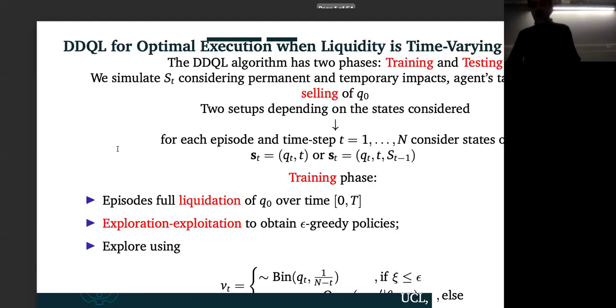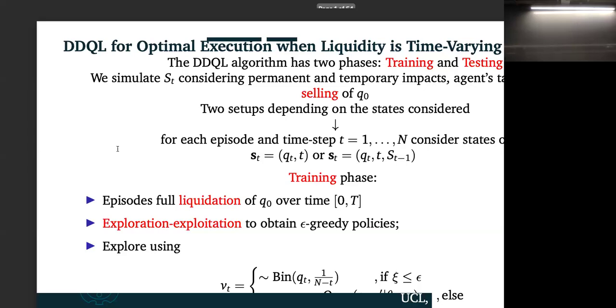Okay, so what is our architecture for this? That actually is going to be used in both parts of the paper. Well, essentially, we have as usual the training and testing phase. We simulate S_t from different scenarios of different market impact models, with variations of the algorithm. I want to sell a certain number of shares Q0.